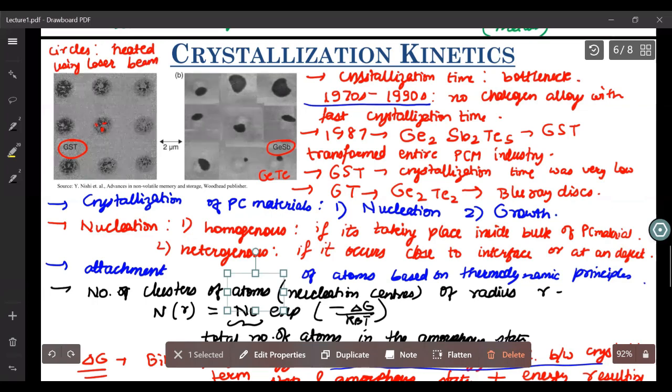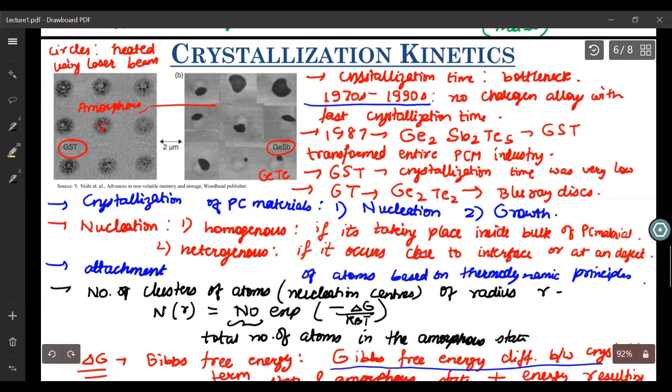Your underlying material is amorphous. Both of these are amorphous, and then they heated it with the help of laser beams at these 9 spots. And when they observed the mass density, as I told you, crystalline has a higher mass density, so they appear as dark sites. What they observed was that in GST we have several of these small clusters nucleating. So what can we say about GST? It's nucleation dominant.